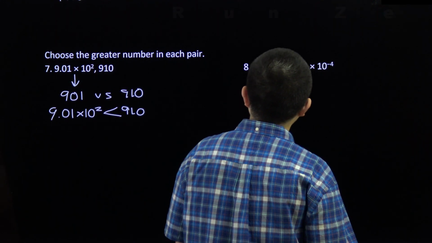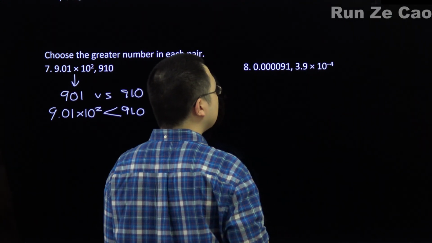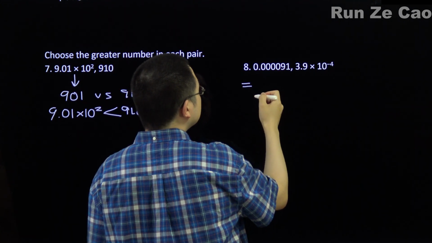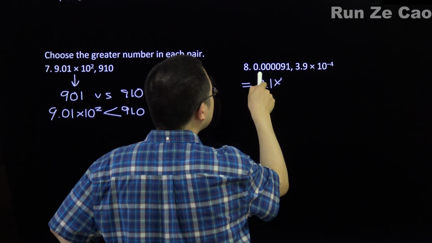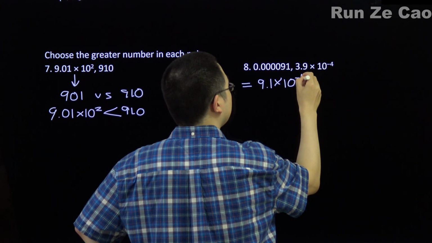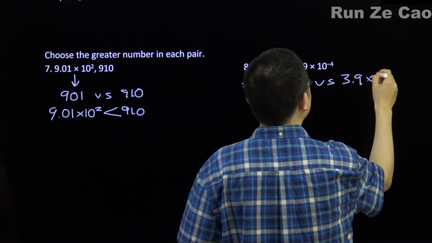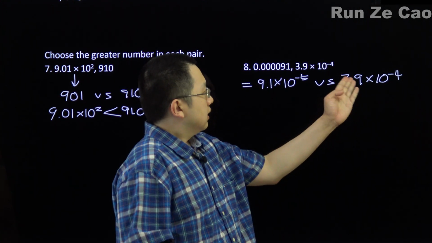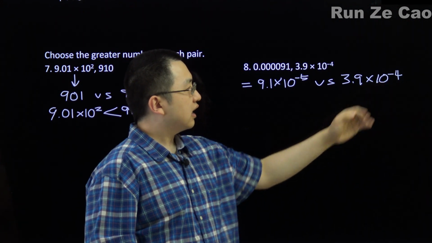Here we got 0.000091 and 3.9 times 10 to the negative 4. Well, here that's equal to 9.1 times 10 to the negative first, second, third, fourth, fifth. 10 to the negative fifth versus 3.9 times 10 to the negative fourth. 10 to the negative fifth is less than 10 to the negative fourth.